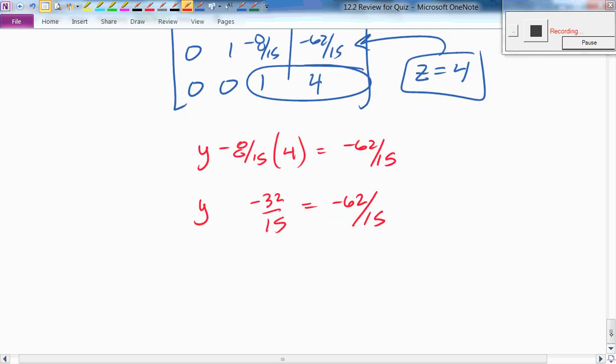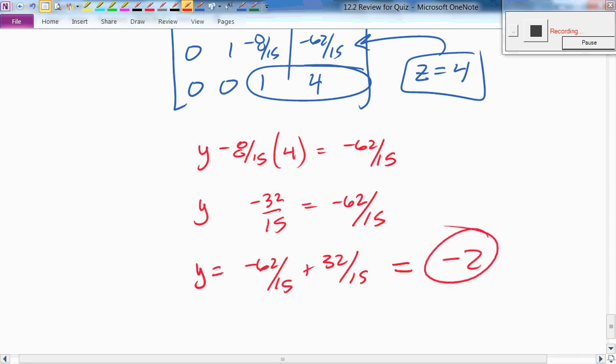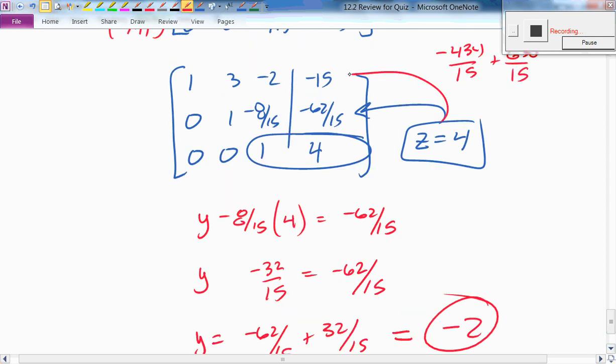Isn't that nice to have common denominators? So y is going to be negative 62/15 plus 32/15, which is how much? Negative 30/15, which is negative 2. Awesome. Y is now negative 2. Now I'm going to plug that back into my top equation finally and get x.